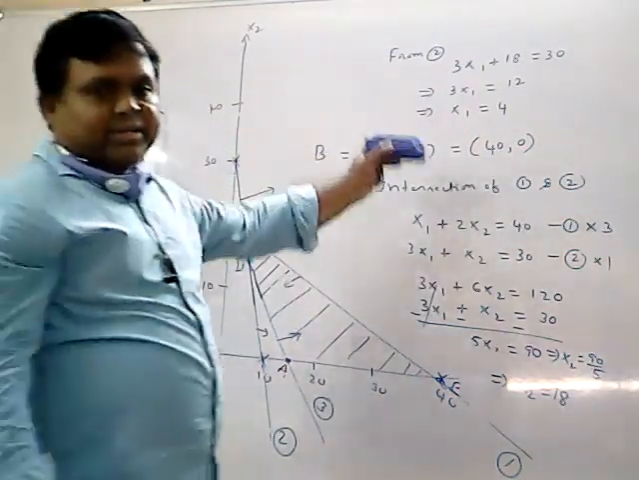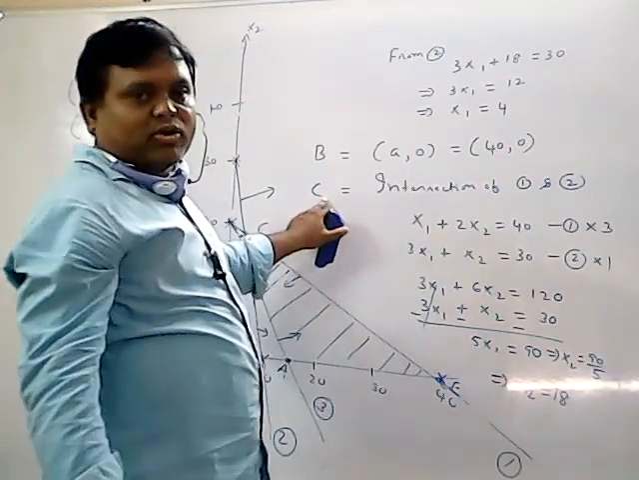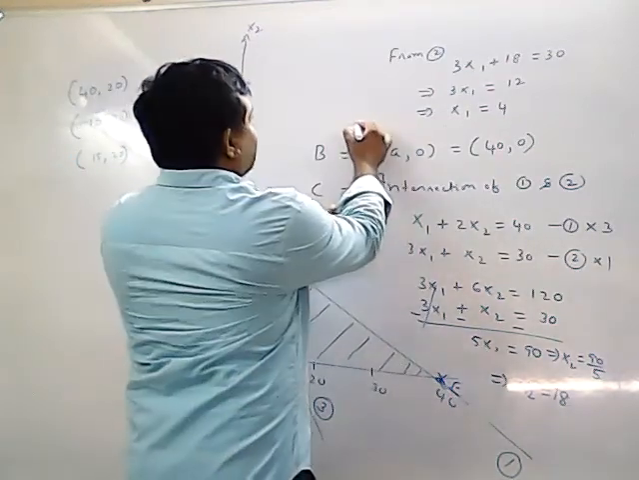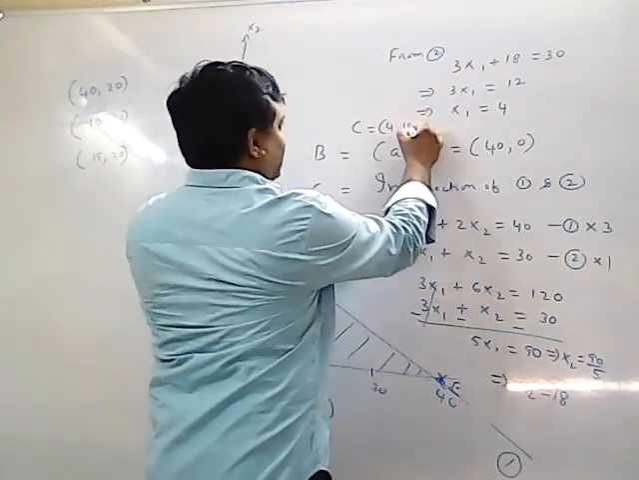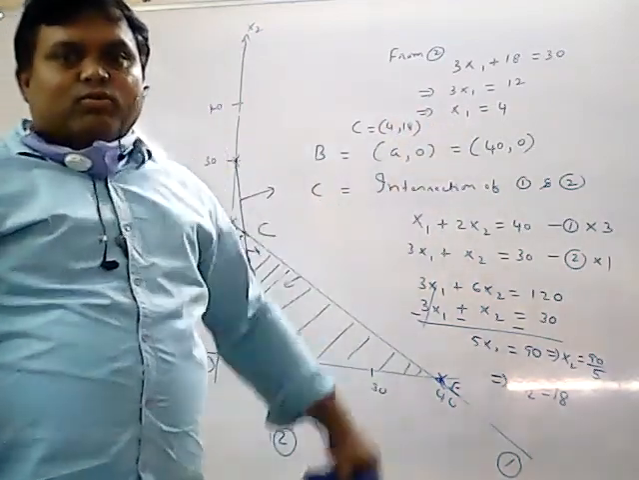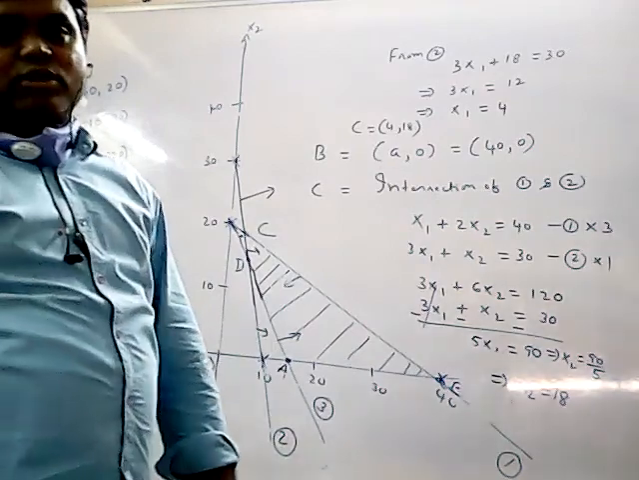Now I got x1, I got x2. Which point is this? This is a part of C. So what is the C point? I have C equal to x1 value 4, x2 value 18. So C is nothing but 4 comma 18.